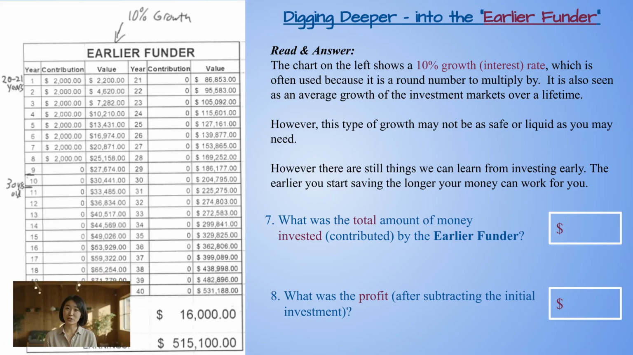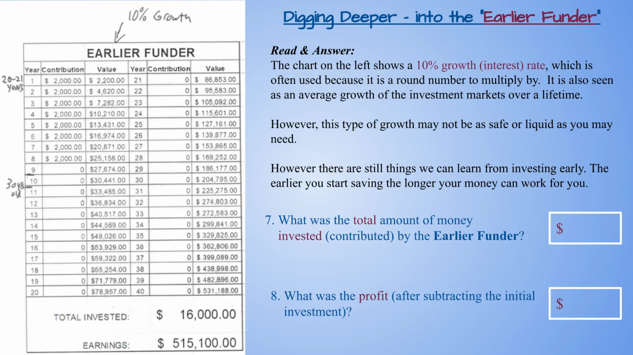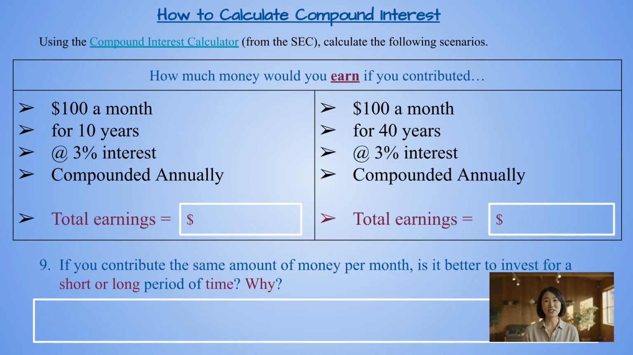Digging deeper into the earlier funder, the chart uses a 10% growth rate, an average over a lifetime. Calculate the total amount of money contributed and the profit after subtracting the initial investment. Use the compound interest calculator, linked on this page, to compare earning $100 a month for 10 years versus 40 years at 3% interest, compounded annually.